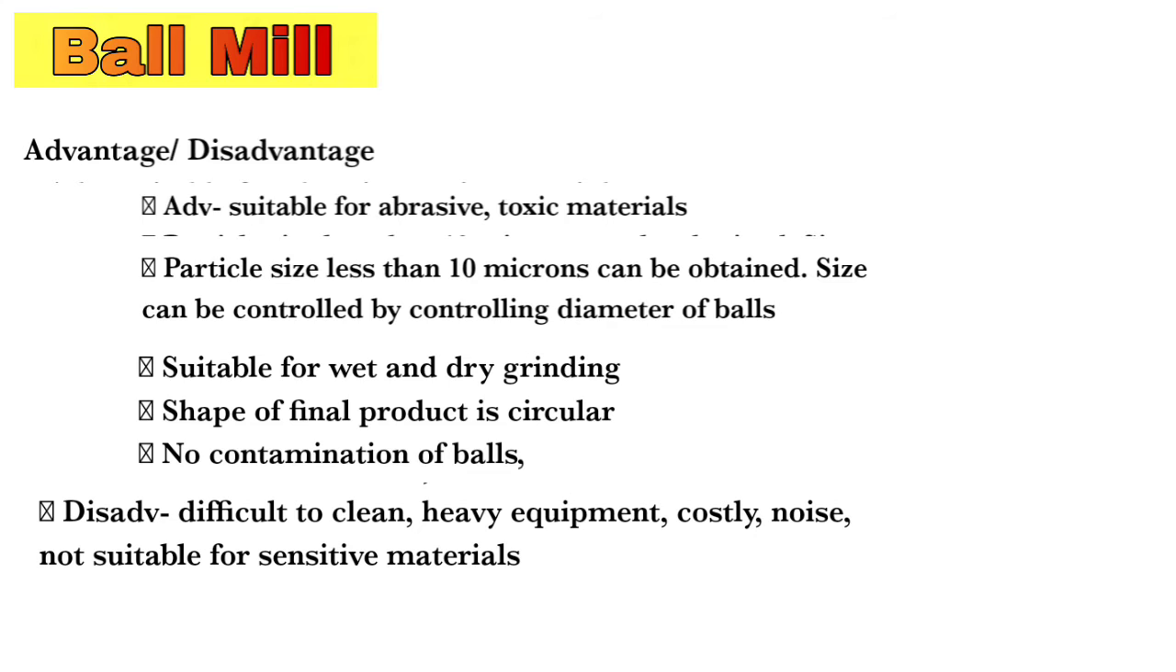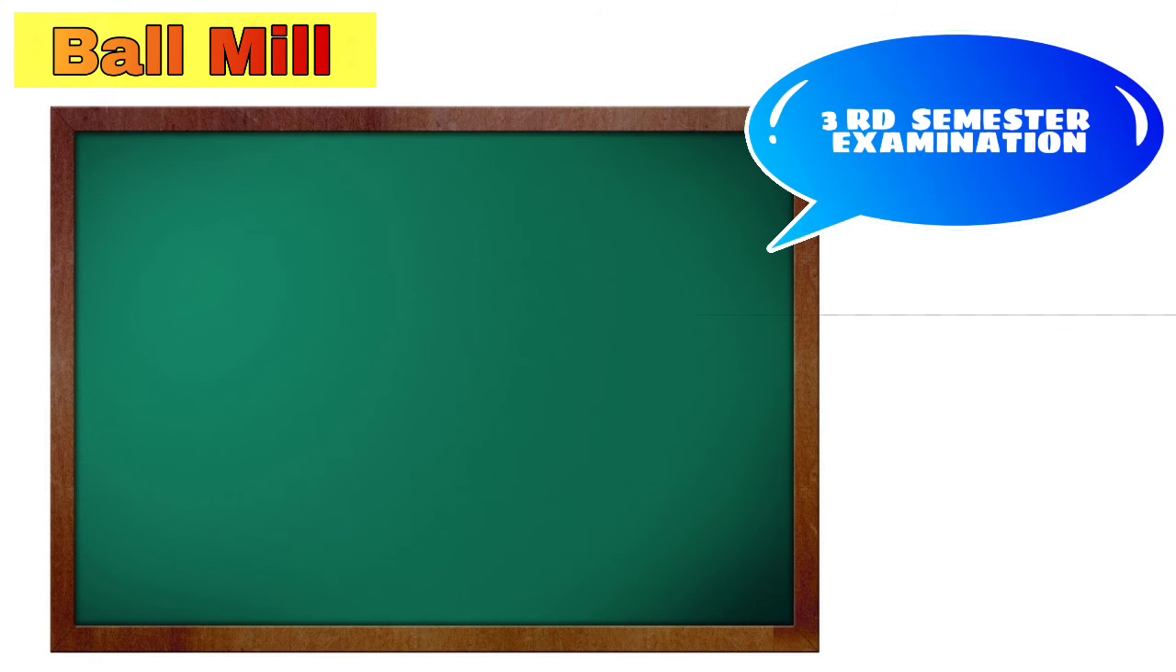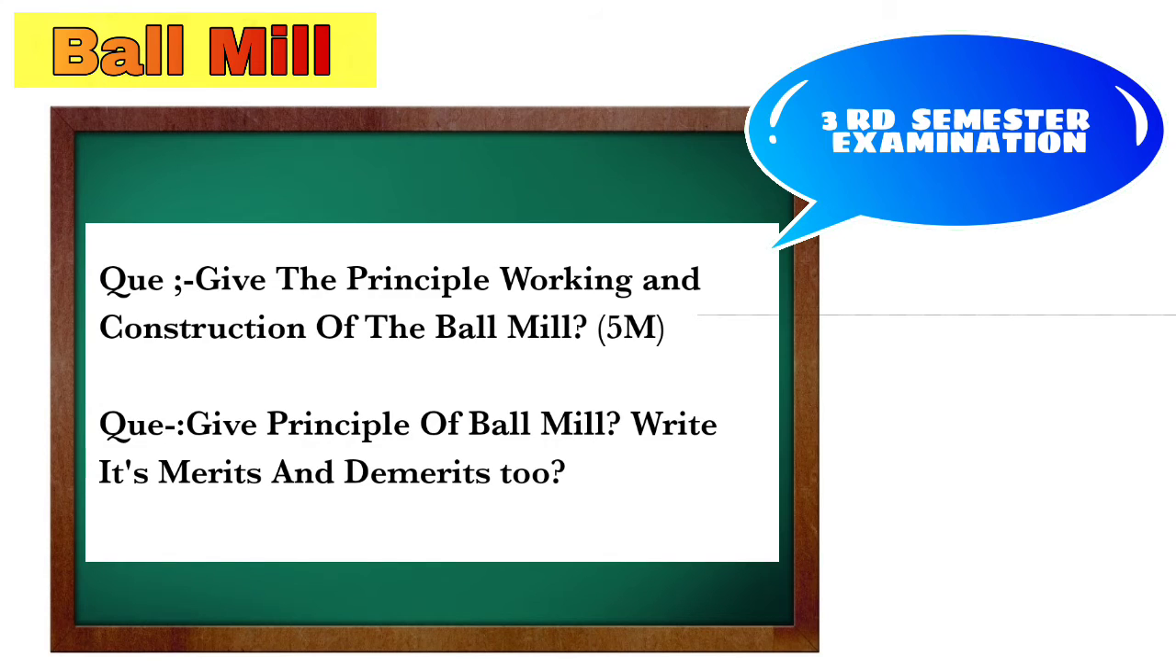Disadvantages are: it is difficult to clean, it is heavy equipment, it is costly, it produces noise, and it is not suitable for sensitive materials. So in third semester, the questions that are likely to be asked are: give the principle and working construction of ball mill for 5 marks, and give the principle of ball mill, write its merits and demerits. So the answer will be the same as we have discussed previously.